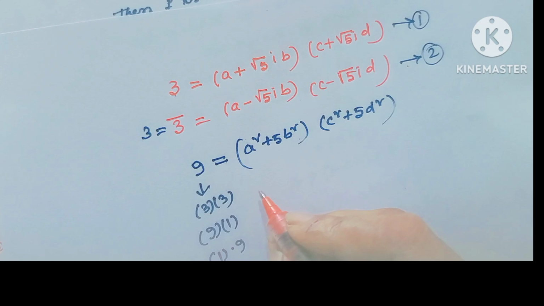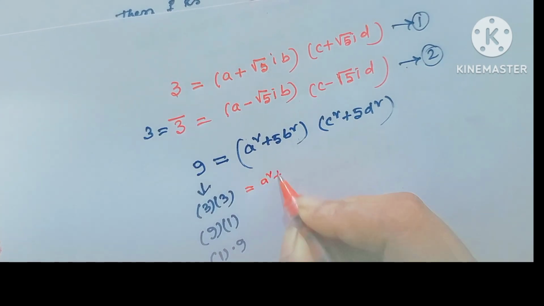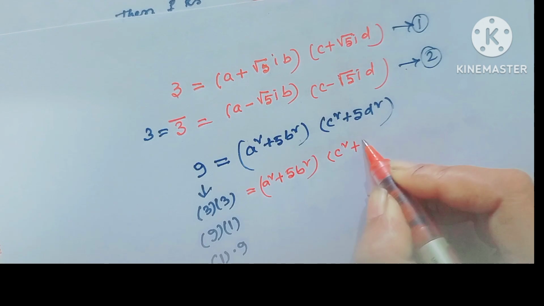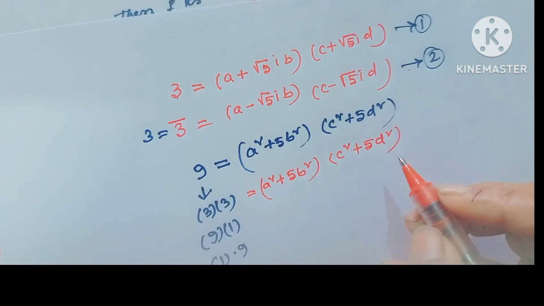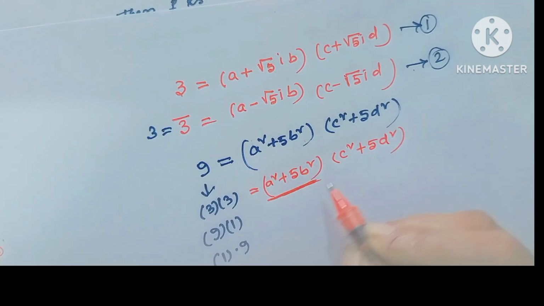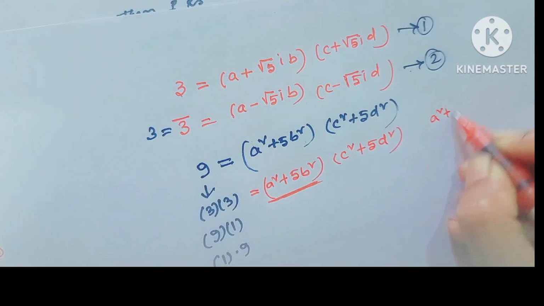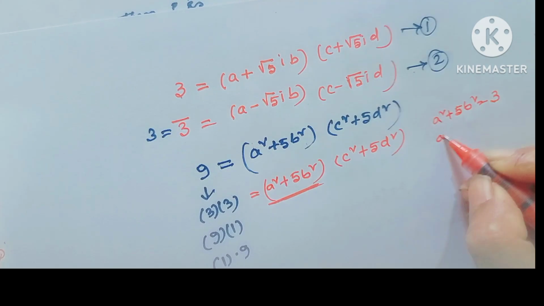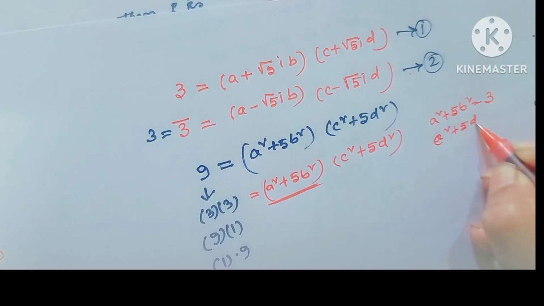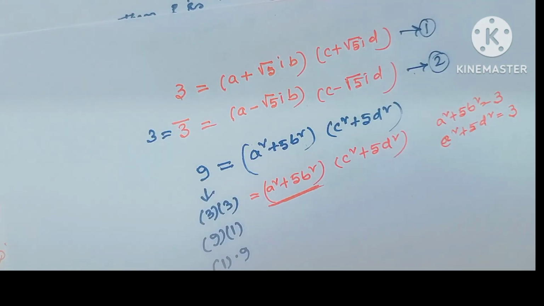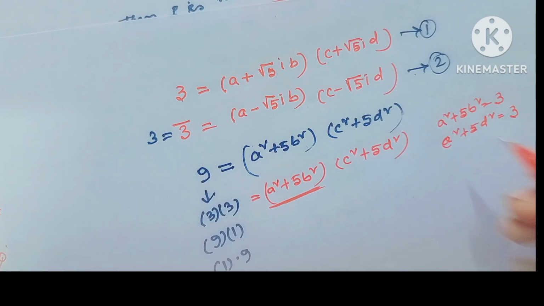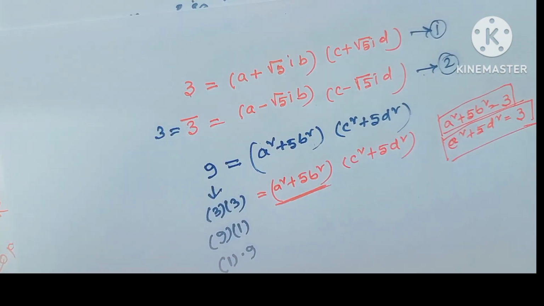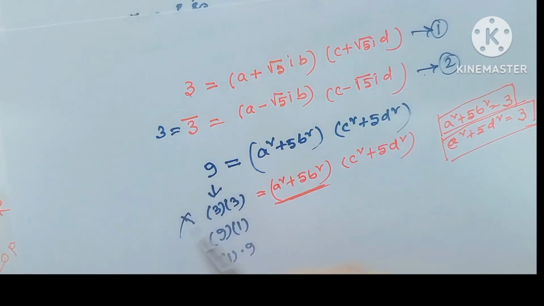When 3 times 3, this equal to (a² + 5b²)(c² + 5d²). But that implies a² + 5b² equal to 3 and c² + 5d² equal to 3. But there is no such a, b such that a² + 5b² equal to 3 and c² + 5d² equal to 3 possible. So this is not possible.